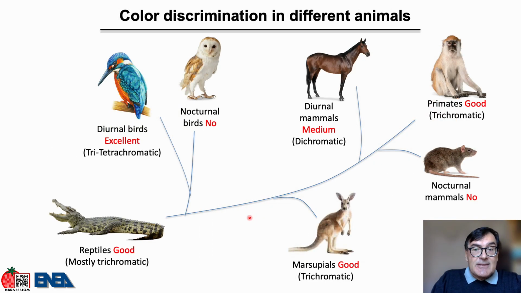Not all animals, however, have a good color discrimination. Birds and some reptiles have by far the best discrimination with 3 or 4 visual pigments. Most mammals instead have only 2 different visual pigments, with the exception of primates that have 3. Nocturnal birds and nocturnal mammals are mostly colorblind. Thus, it is not surprising that many fruit-eating species belong to birds, reptiles, and primates, which are able to better recognize different fruit colors.